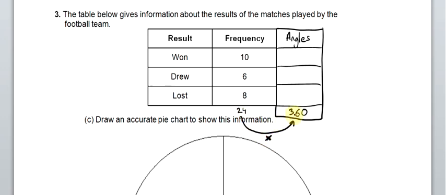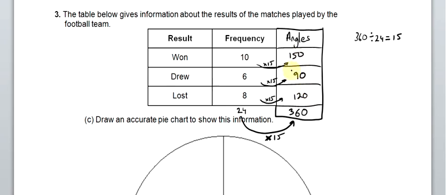So 24 into 360, that's 360 divided by 24, and that does go exactly. Give you a few moments, if you haven't done it already. Yep, it's 15. So that means we times everything by 15. So 10 times 15 is 150. 6 times 15 is 90. And 8 times 15 is 120.